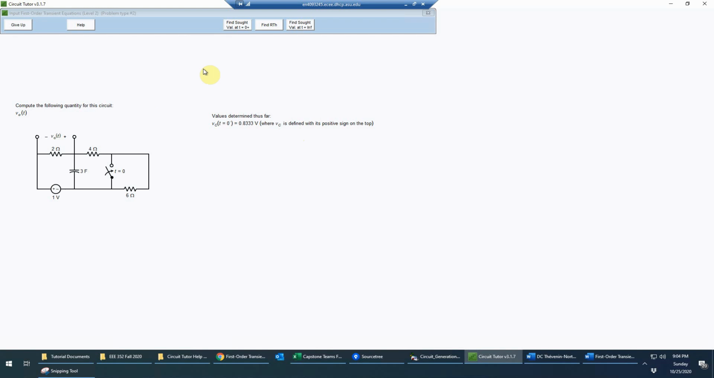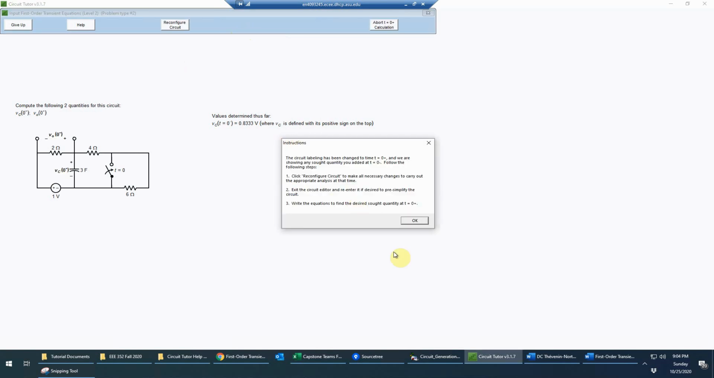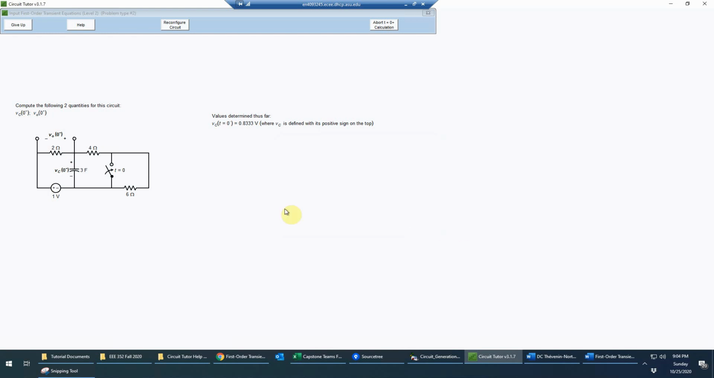Okay, so the next thing we need to do is to go in chronological order and now analyze at 0 plus, which is just an instant after 0 minus. But remember that some things can change as a result of that switch being thrown at exactly t equals 0. Now it tells us that I have to basically reconfigure the circuit and then perhaps simplify the circuit and analyze it. So I'll do that.